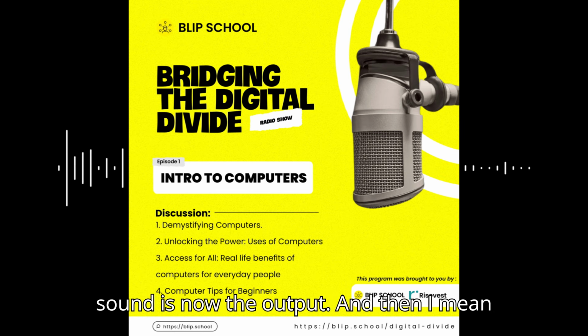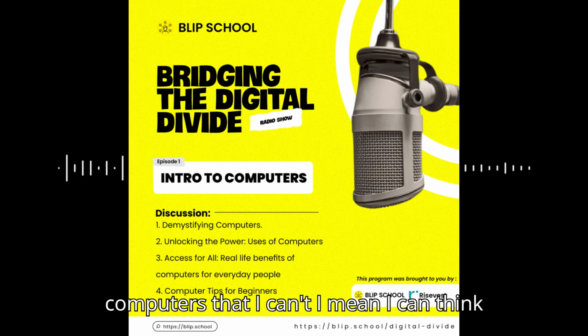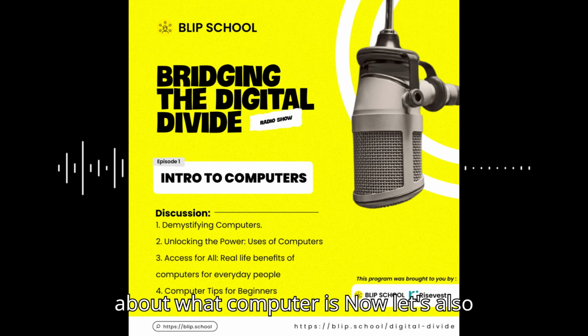The sound is now the output. And then, I mean, that is the most basic form of computers that I can think of, just to bring you up to speed about what a computer is.